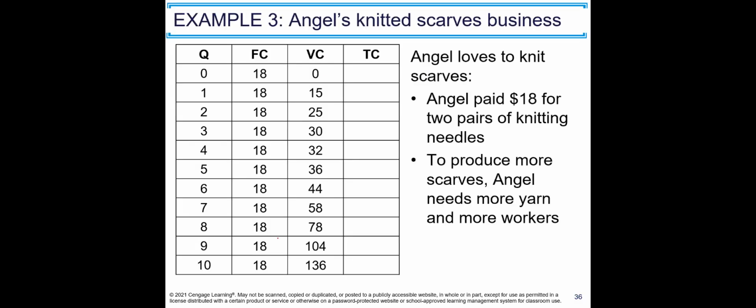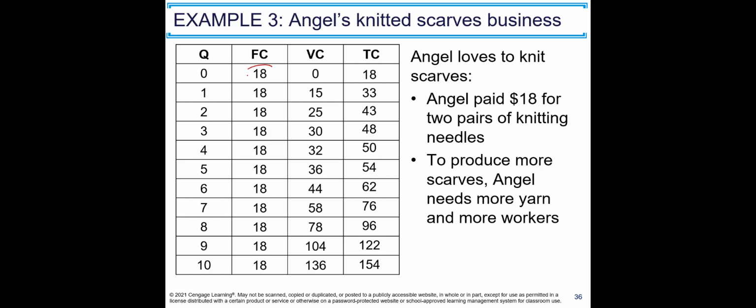Here you can see one example. Angel's knitted scarves business. Angel loves to knit scarves. Angel paid $18 for 2 pairs of knitting needles. So that means the fixed cost is $18. Remember, you can't change one of the resources in the short run. That's why it's called the short run. To produce more scarves, Angel needs more yarn and more workers. Therefore, more yarn and more workers means the cost is varying with the amount of scarves that Angel wants to produce. So fixed cost, variable cost, and the total cost is the sum of these two.